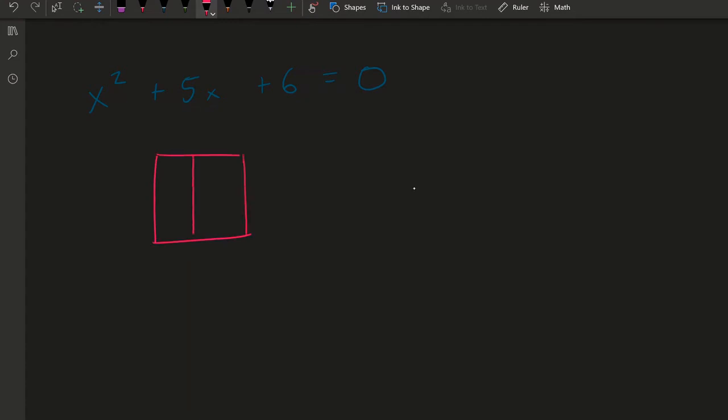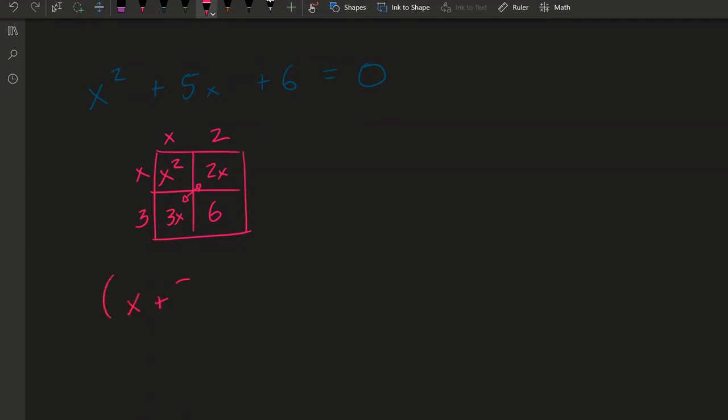factor this. This is an easier one, x squared and 6. I know this is x and this is x. Now thinking of two numbers that are going to multiply to 6, but make the corner boxes add up to 5, I can easily see that this is 2 and 3. So this would be 2x and this would be 3x, which would give me, instead of x squared plus 5x plus 6, I would get x plus 2 and x plus 3 equals 0.